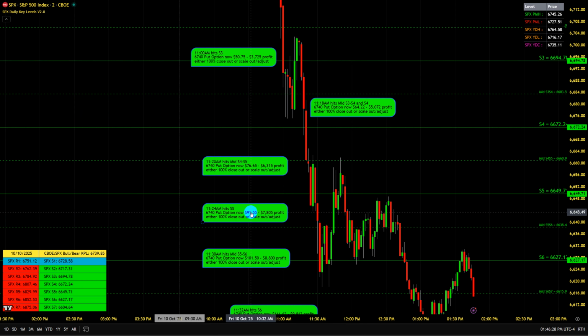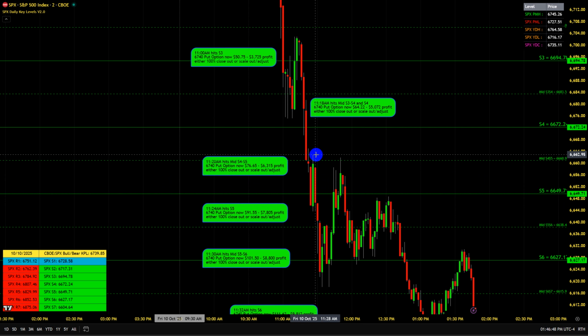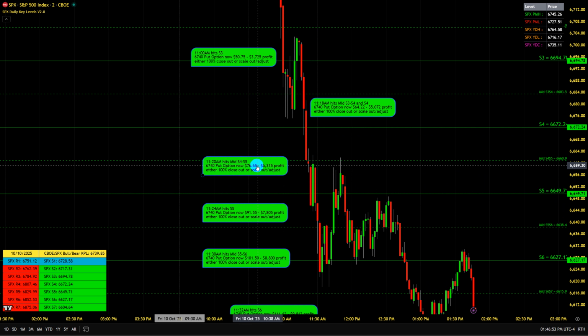So as you can see here, this was the 91.55 here on this close, and then if you adjusted it to 76.65 on the remaining runners, more than likely you would have gotten stopped out finally on this candle because it did wick back up to that level. So more than likely you would have gotten stopped out right here at your 76.65.